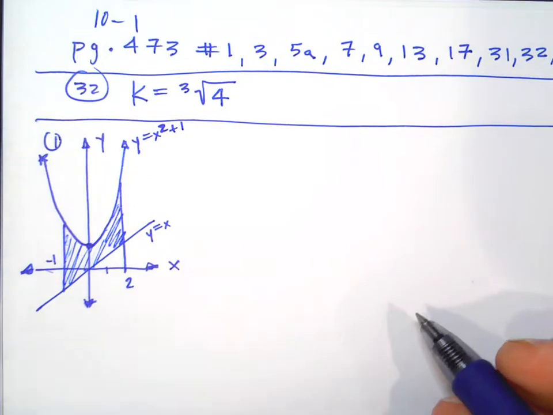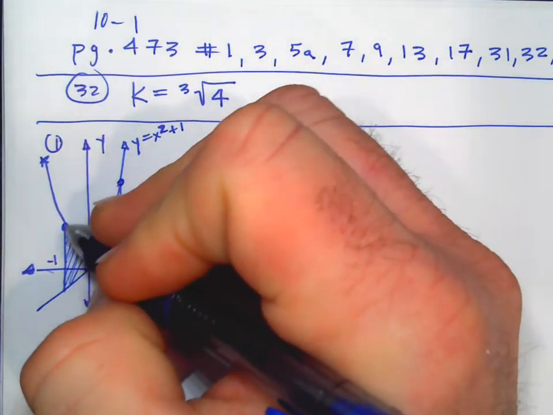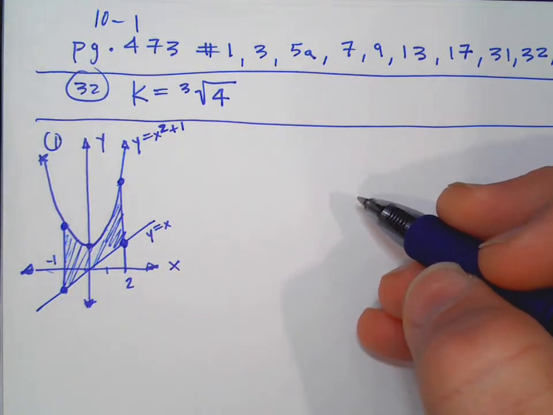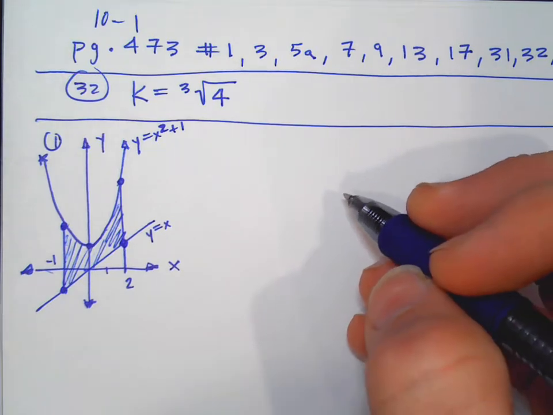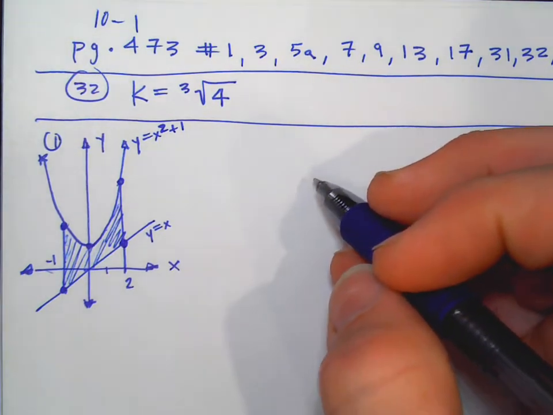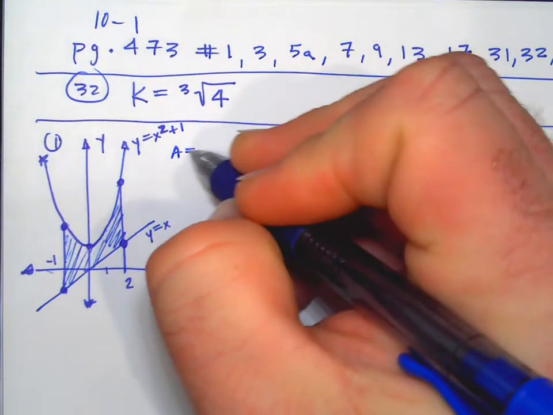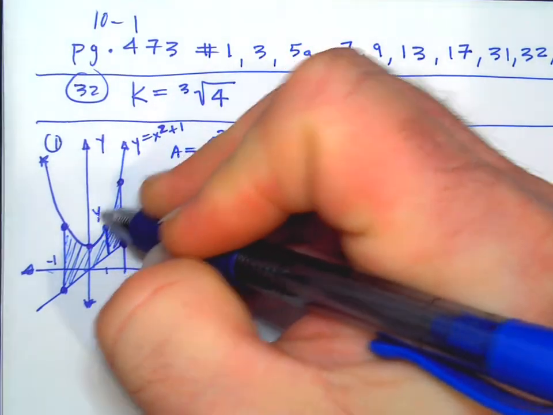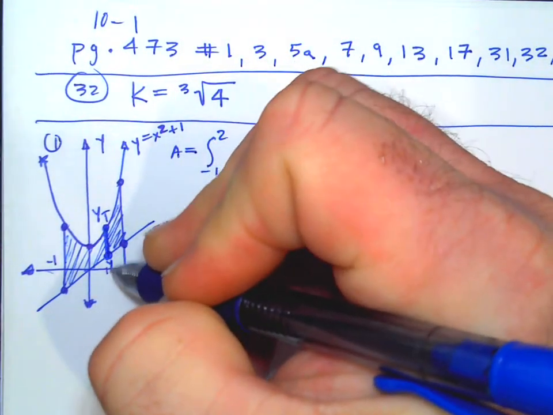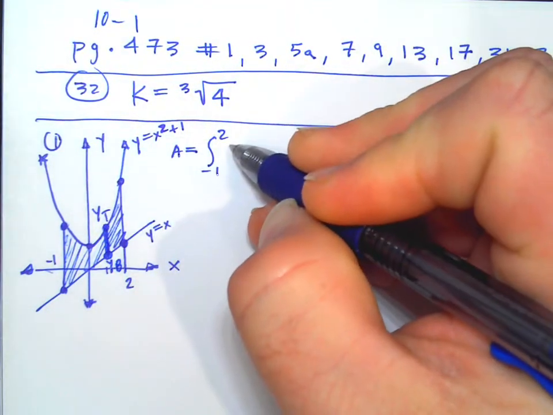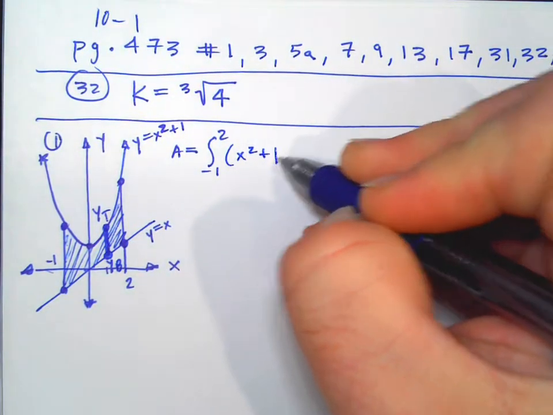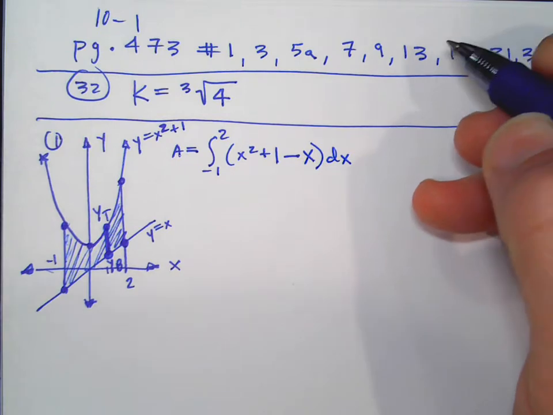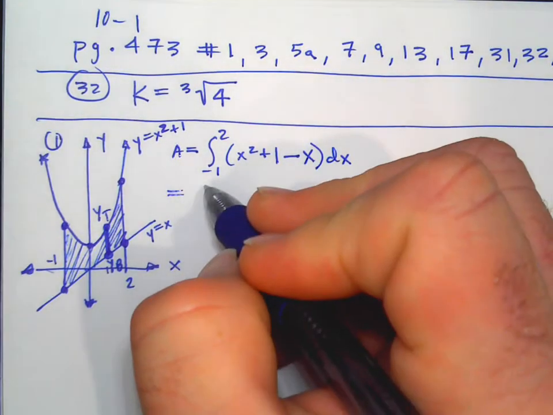Okay. I don't think I would consider doing this with horizontal slices. I think that would be a lot of hassle on this one. So, I'm going to set up the area. We're going to integrate. You draw one slice, y top minus y bottom. Y top in terms of x is x squared plus 1. Y bottom in terms of x is just x, dx. So that's your setup. And then we're going to integrate it.